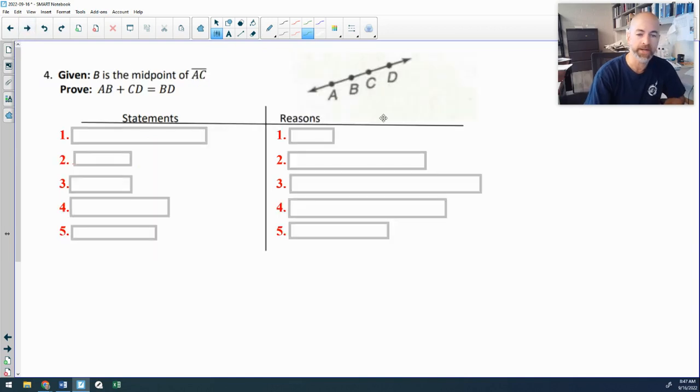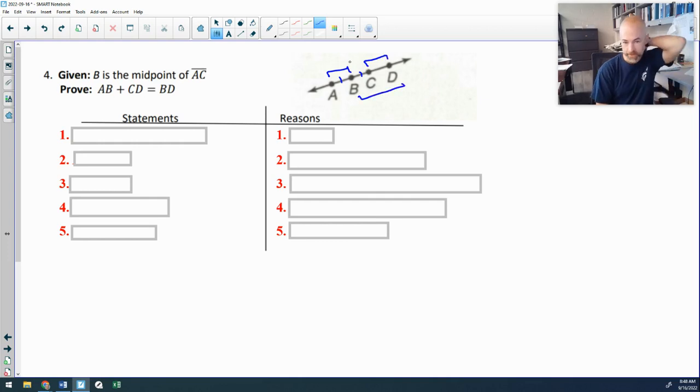All right, looking at number 4, another one that we are building from scratch. They tell us that B is the midpoint of AC. So I'm looking at AC. If B is the midpoint, I'm going to go ahead and make a note to myself, those must be congruent. And that's kind of just my thought process of trying to get things going. I'm ultimately trying to show that AB + CD is equal to BD.